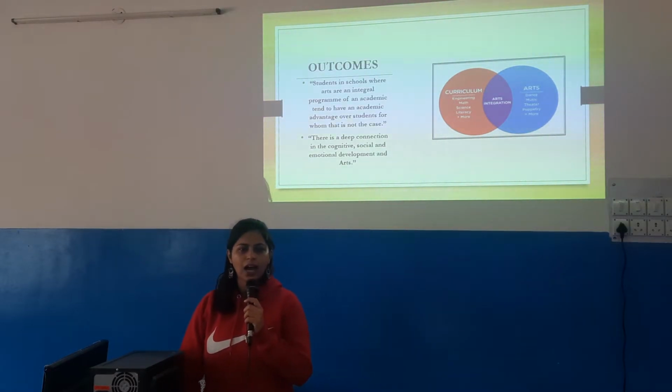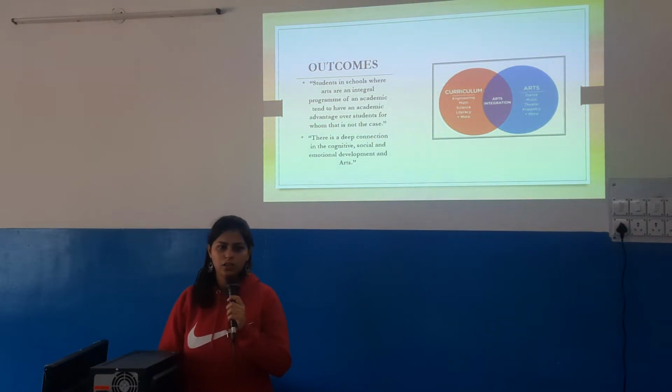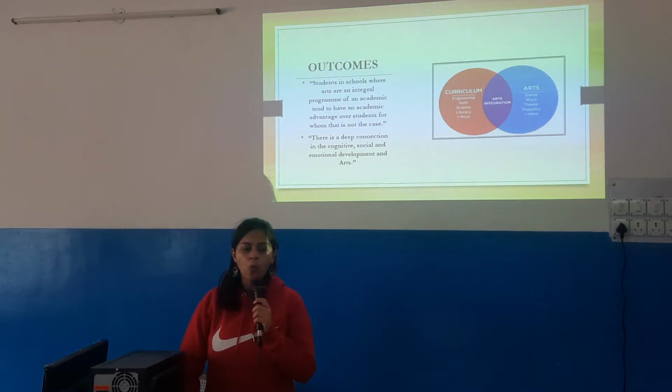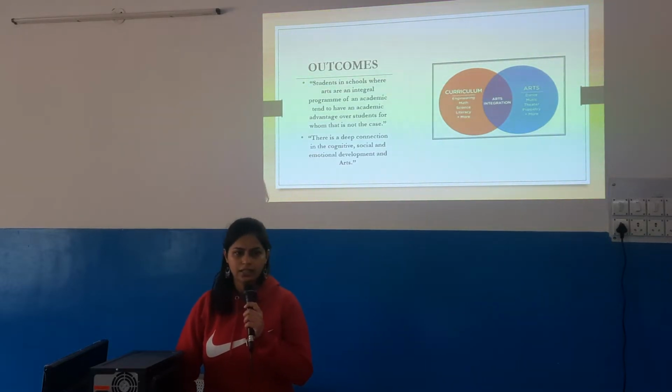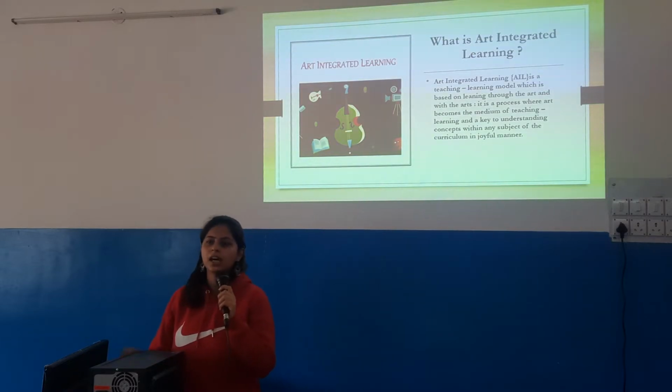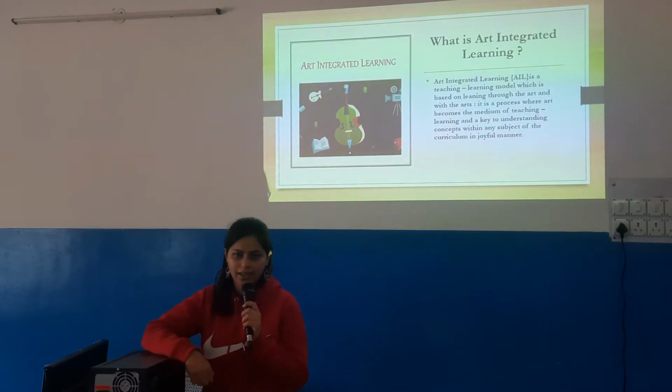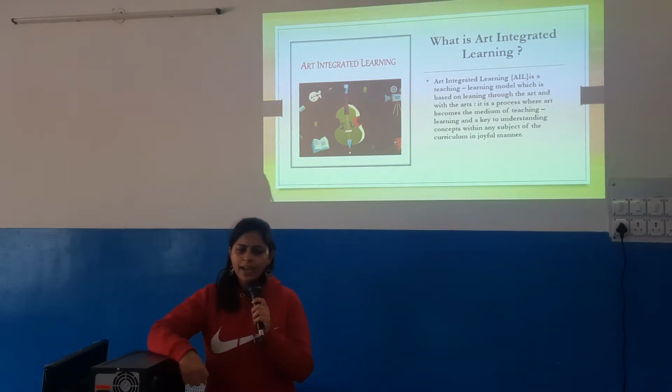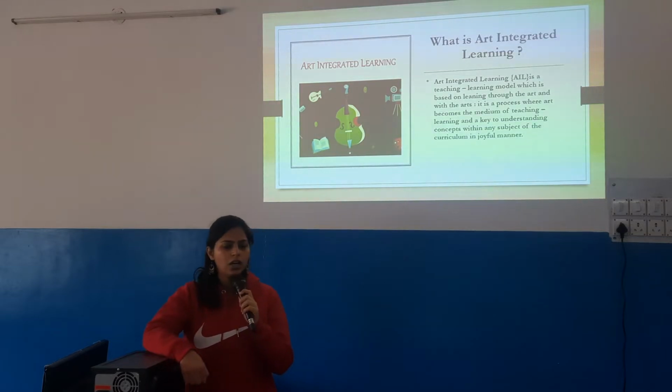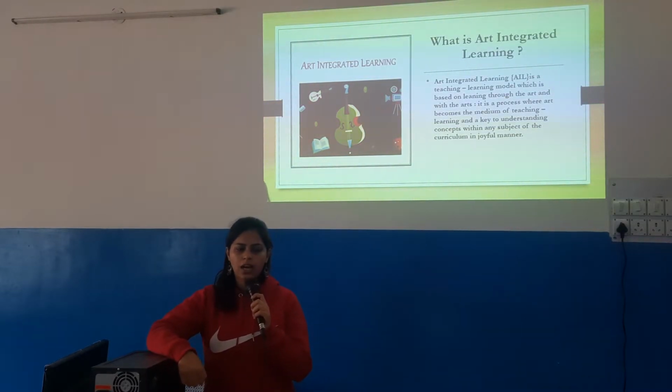Now, by understanding the outcomes and objectives, let us find out how we can integrate it. The next topic is, what is art integrated learning? We have generally heard or worked with the term AIL. AIL stands for Art Integrated Learning. It is a teaching learning model which is based on learning through the art and with the art. I repeat, it is a teaching learning model which is based on learning through the art and with the art.